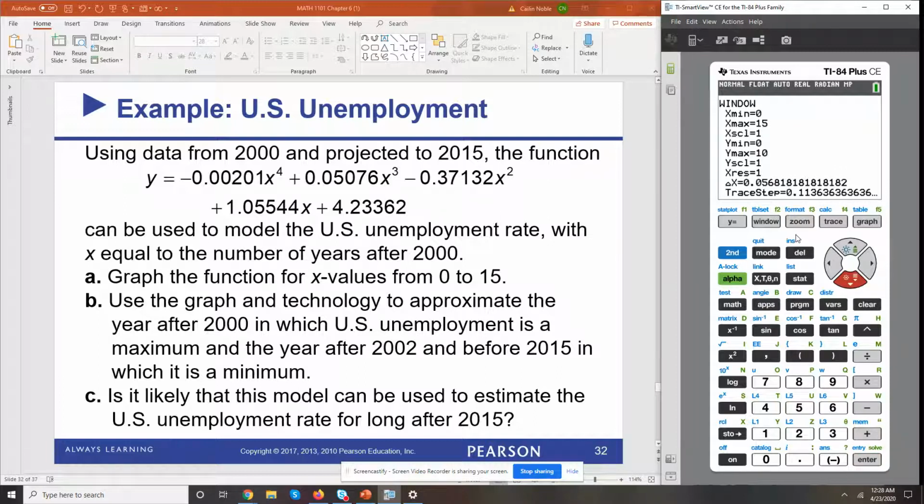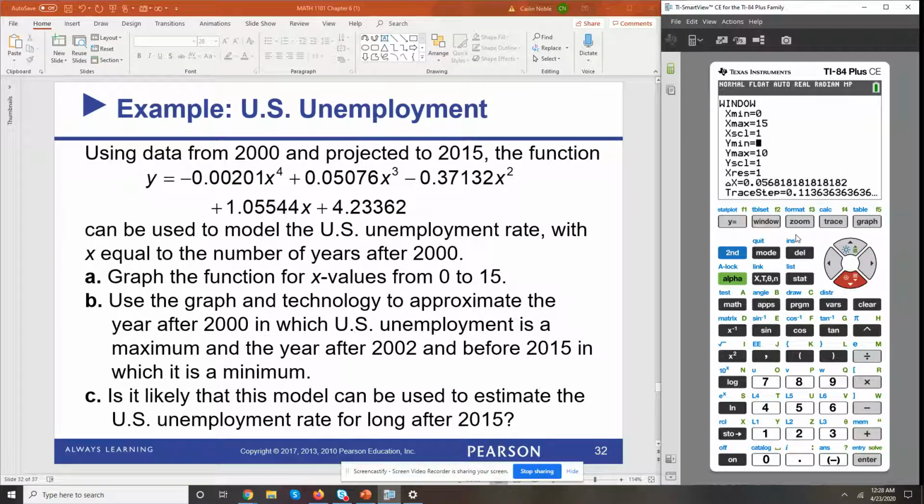Now, your Y min is probably going to say negative 10. However, remember that in this function our input is years and our output is the unemployment rate. So are we going to have a negative unemployment rate? No. So the smallest Y value I can have as an output should be 0.